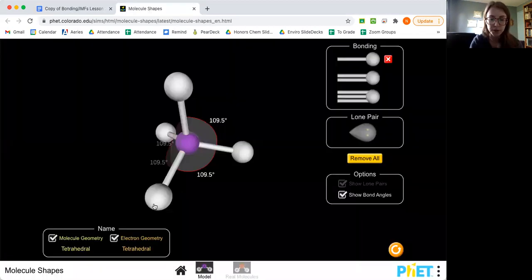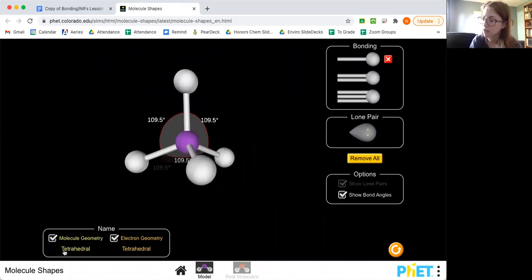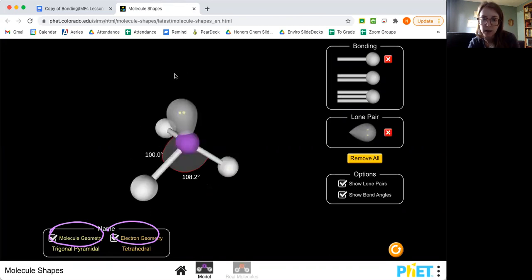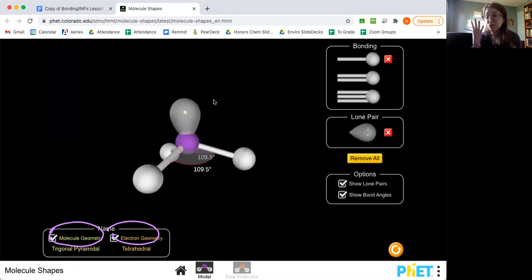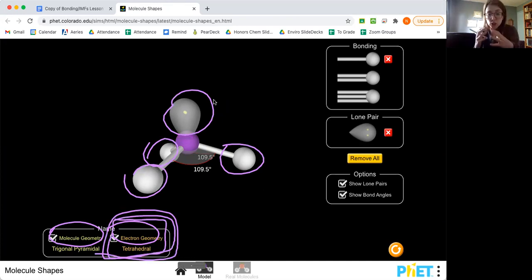But let me show you on the simulation. When we start with tetrahedral, 4 atoms attached, you'll notice its molecular geometry and its electron geometry have the same name. If I swap out one of these atoms for a lone pair, so I'm going to get rid of one and swap it out with a lone pair, there are now still 4 electron domains, 4 things attached, the 3 atoms and the lone pair. So it's tetrahedral. It's based off that structure of tetrahedral, where I have 3 things coming out in this kind of tripod shape and 1 thing coming out the top.